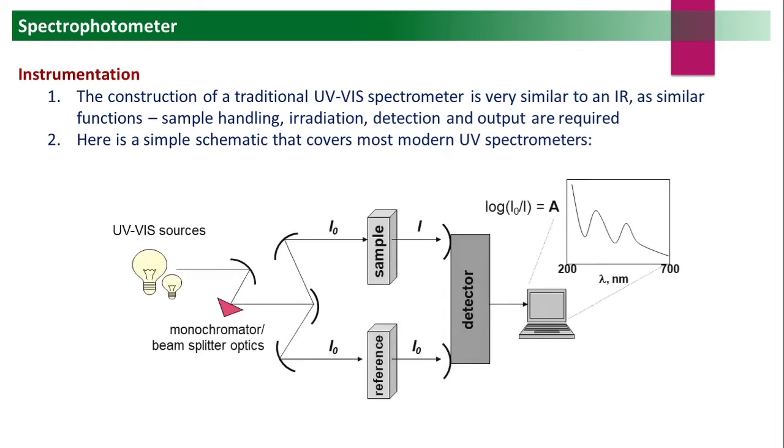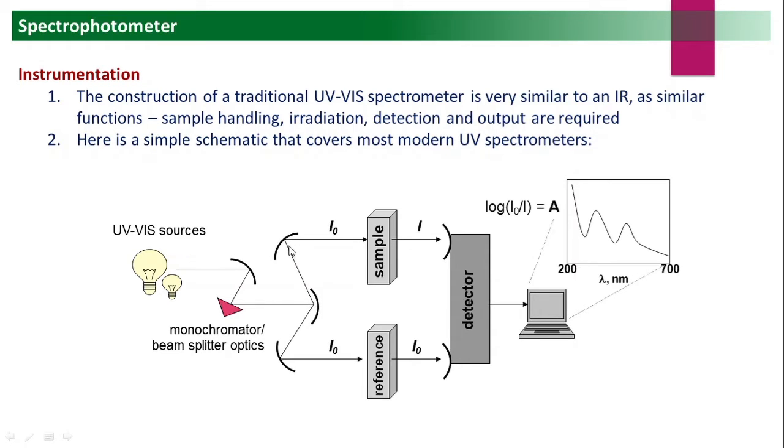Here is the simple schematic diagram that covers a modern UV spectrophotometer. It has two UV visible sources which emit light. Those lights go to the reflectors and then to the monochromator, which converts this polychromatic light into a monochromatic narrow beam. This goes to the splitter, which splits this narrow beam into two equal halves.